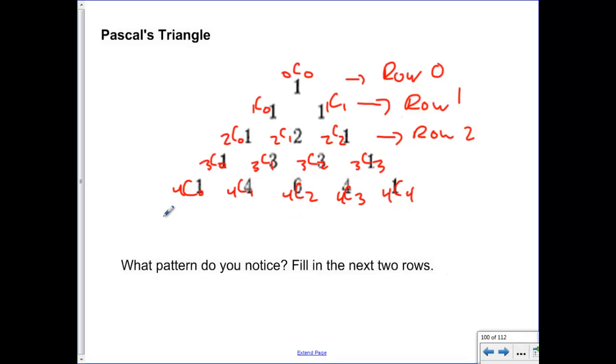Let's just do one more just to test this. This number right here should be 5 choose 0. In your calculators, what is 5 choose 0? Okay. This number here should be 5 choose 1, which should be 5, which makes sense because this 1 and this 4 add to 5.